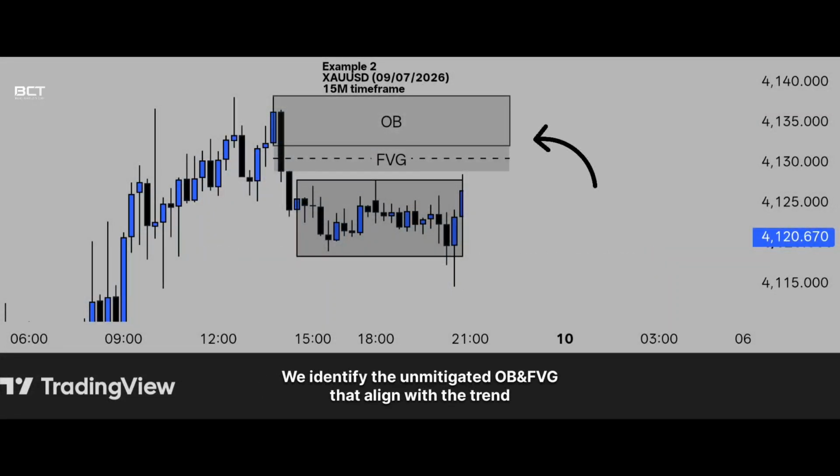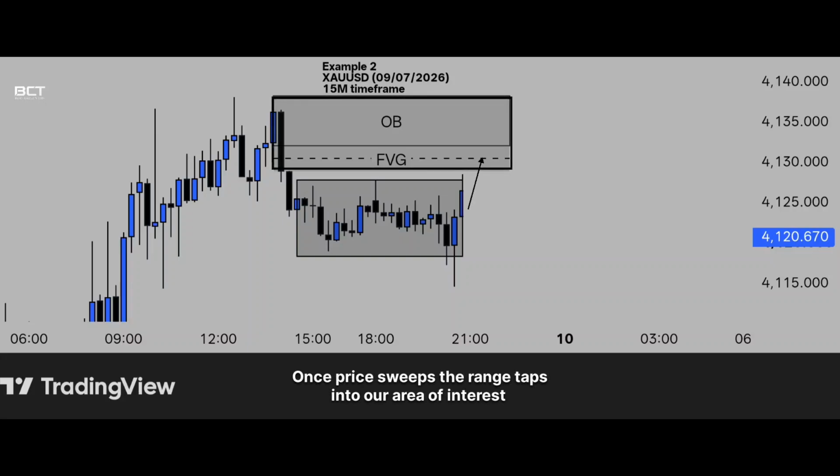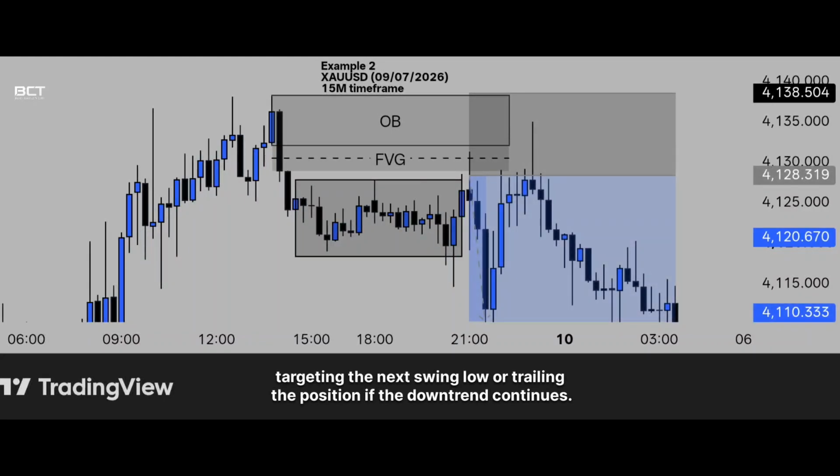We identify the unmitigated order block and fair value gap that align with the trend. Once price sweeps the range, taps into our area of interest, and gives a clear rejection on the lower time frame, we can enter the trade, targeting the next swing low or trailing the position if the downtrend continues.